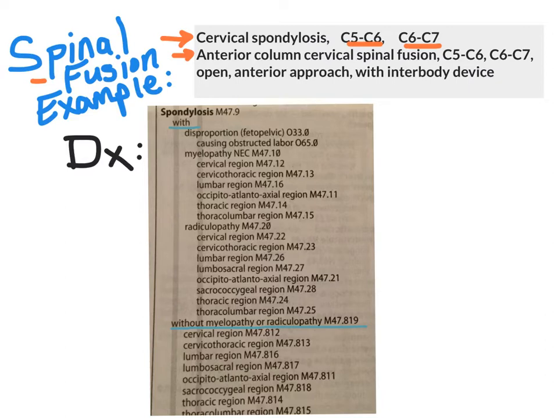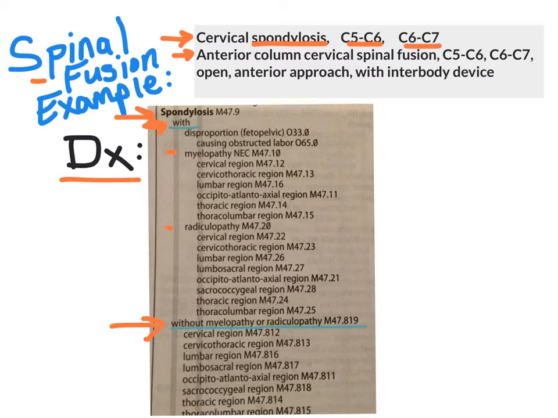This one sounds a little worse than it actually is. The procedure table walks you through it pretty well. But let's go ahead and start with our diagnosis code. We'll find the main term of spondylosis. Now, you'll see here, whenever we're dealing with issues of the spine or the back, often myelopathy and radiculopathy come into play. So you'll see that there are two big subterms here, with myelopathy, radiculopathy, and without myelopathy, radiculopathy.